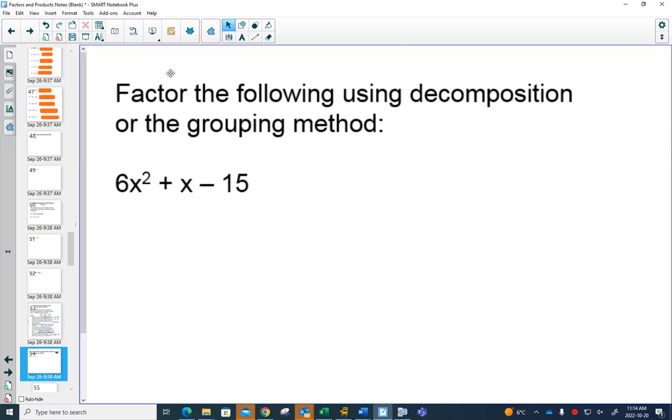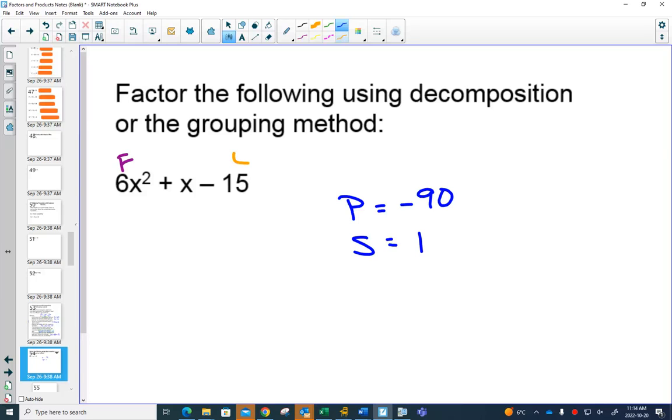So, if you can do this one directly, using the fact that this is your first one and this is your last one, perfect. But we're going to practice the new method so we get used to it. First of all, we multiply the first and the last term, 6 times negative 15, which gives us negative 90. And then we look at our sum, which is 1.